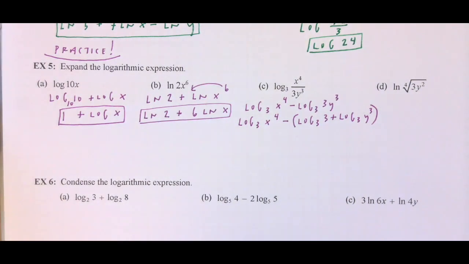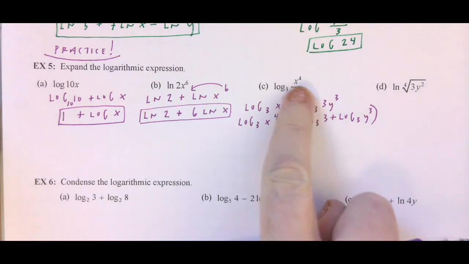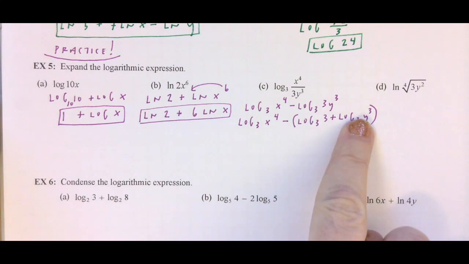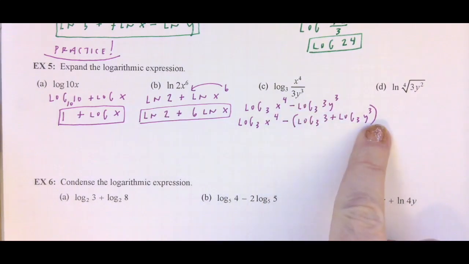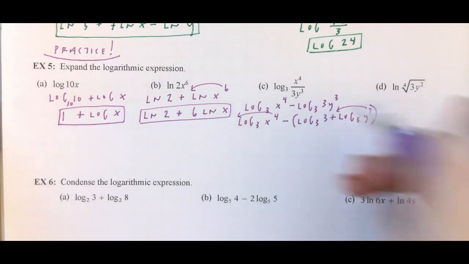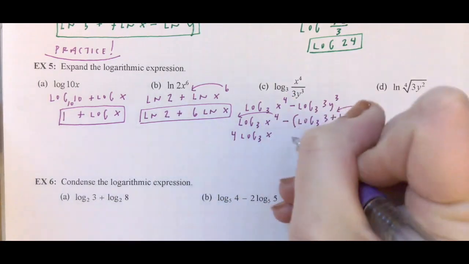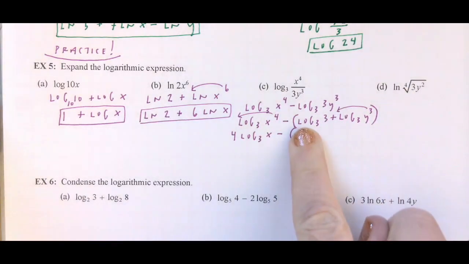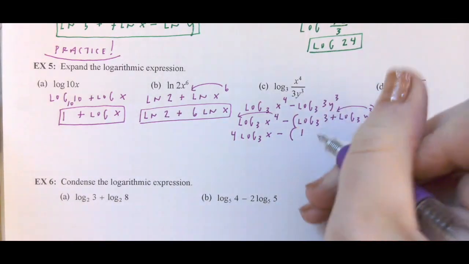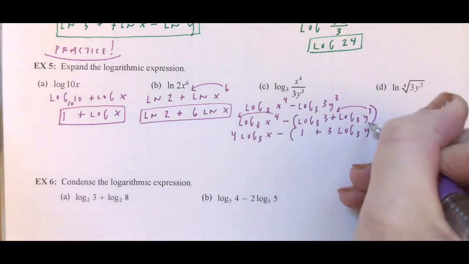Okay, so again, the reason I put that in parentheses is because that product of 3 and y to the 3rd is together on the bottom of the fraction. So I need to make sure that it keeps it in the bottom, so I'm using parentheses. Okay, anything in the exponent position pulls out in front. So here I'm going to have 4 times log base 3 of x minus parentheses. Well, log base 3 of 3 I can simplify. 3 to the 1st power is 3, so 1. And then plus 3 times log base 3 of y.